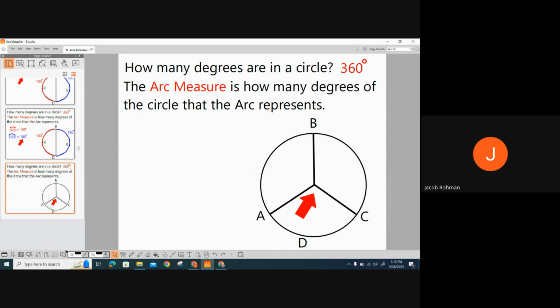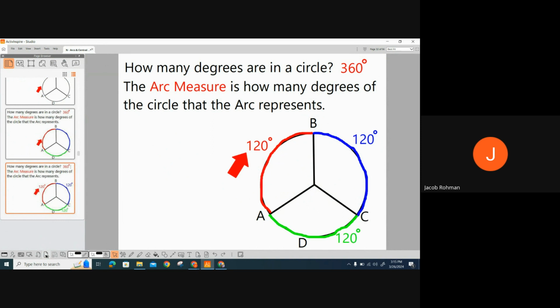Then let's say we were to cut the circle into 3 equal portions. Okay, so we know that the whole circle has 360 degrees, which means that each of the individual parts, the red, the blue, and the green here, has to be an equal measure of 120 degrees. So that's 360 divided by 3.